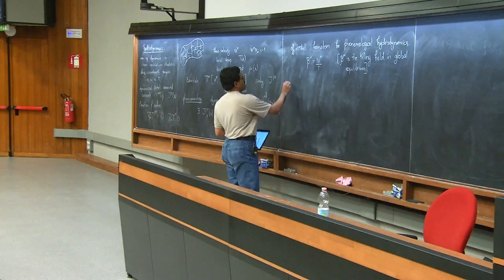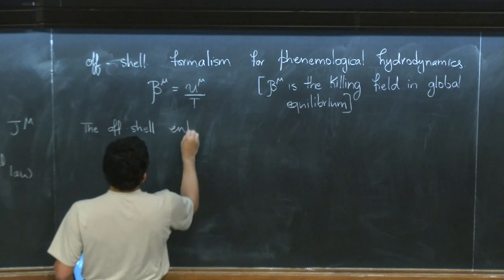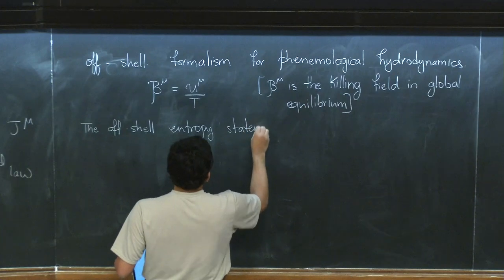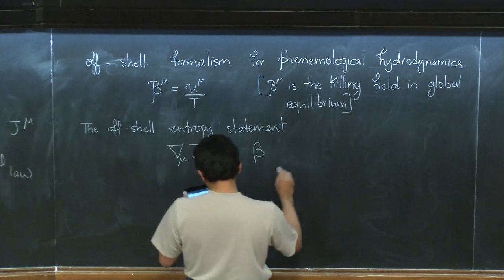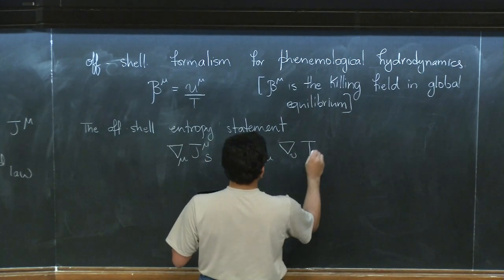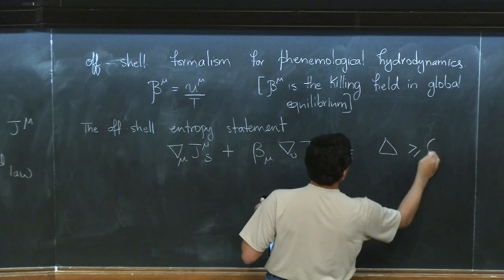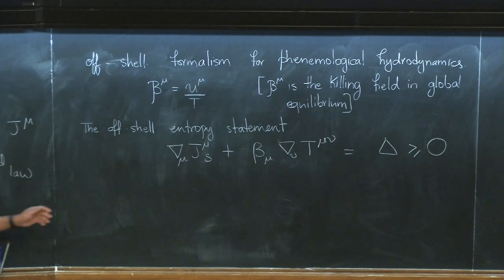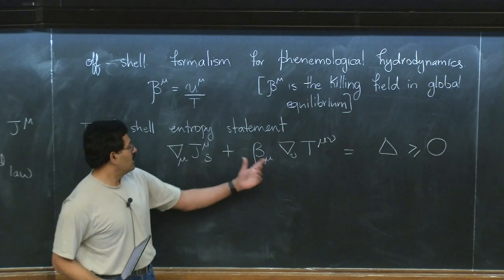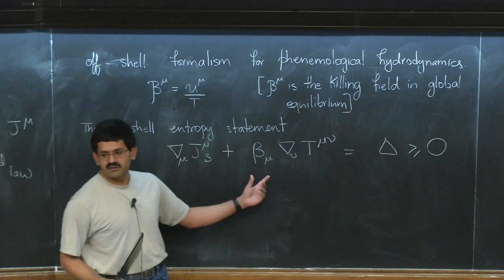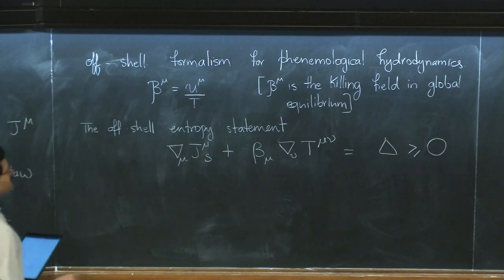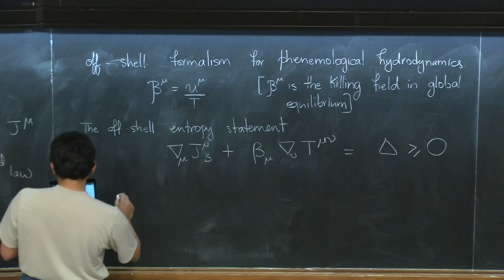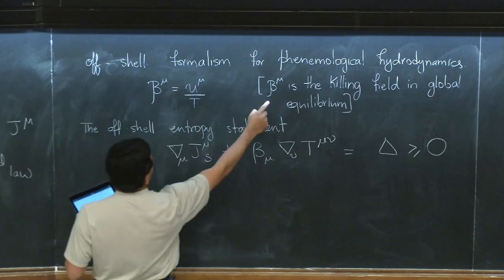Now in terms of this, I can say that the off-shell entropy statement is basically d_mu J^mu S plus something, that basically some kind of Legendre transform. So this starts to look like some kind of first law. This is like dS, this is 1 over T dE equals something. OK, so this is required to be positive. And you can actually do some simple tricks to this. Let me just write out one more equation, and then you'll see why this statement is very helpful.